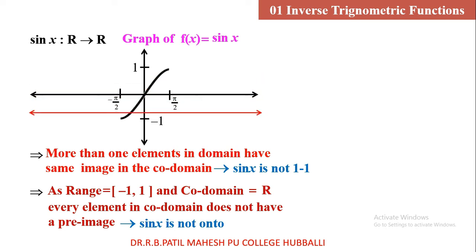Now you can check the parallel line test. The straight line parallel to the x axis meets the curve at only one point. Therefore, this is a 1-1 function. So, why has it become 1-1? We have restricted the domain.